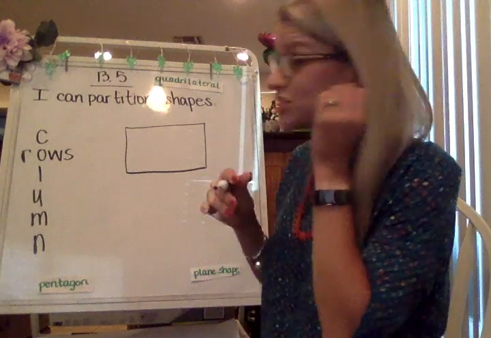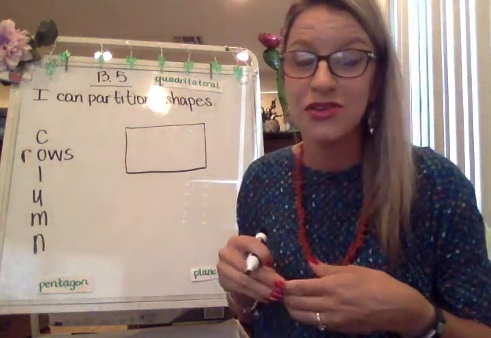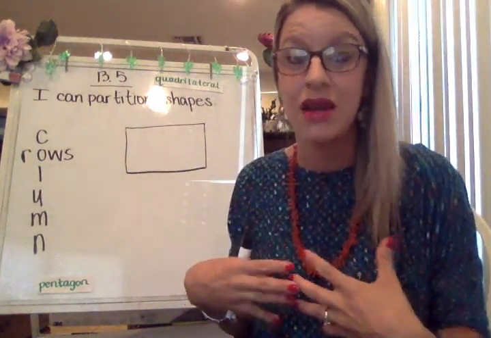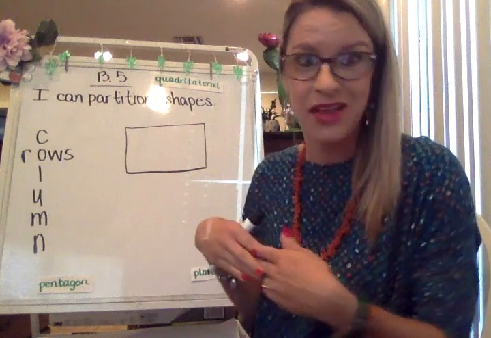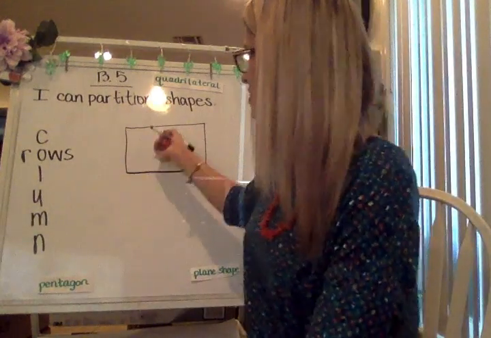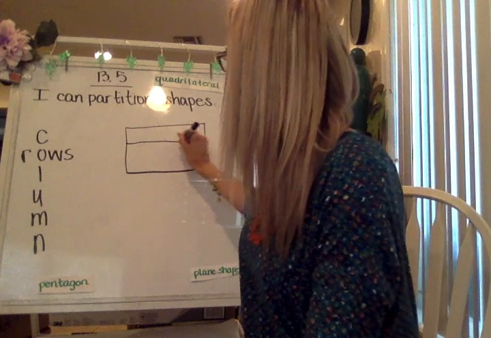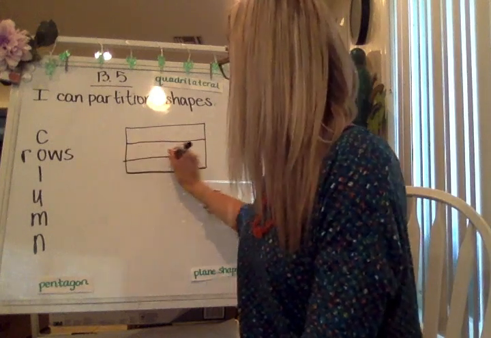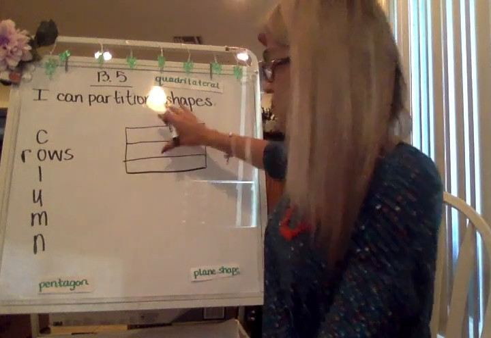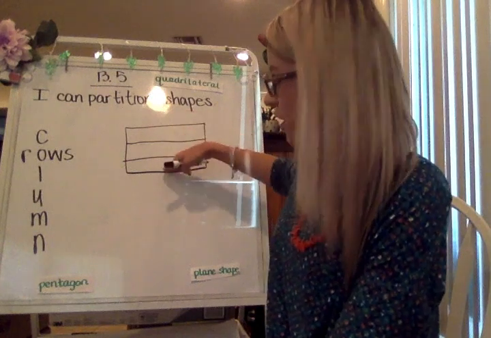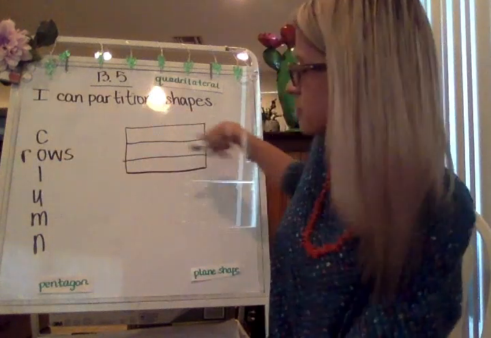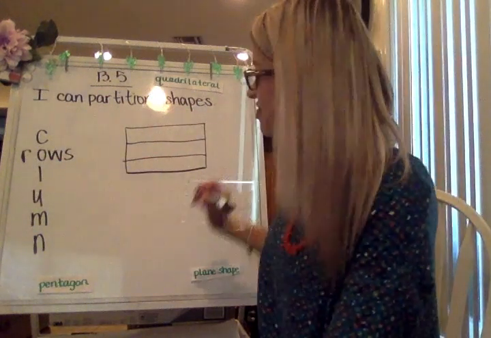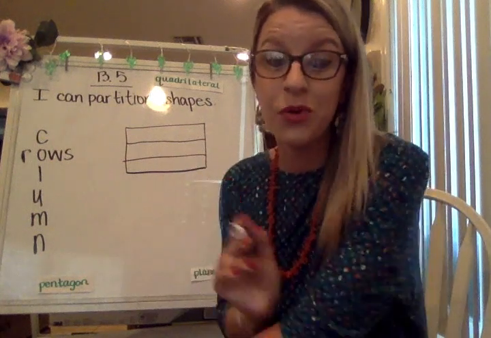In order to cut them into equal pieces, you have to have some background knowledge on math. And let me show you how that happens. So if I wanted to partition this into three rows, I'm just cutting this into three rows. Remember, rows, rows, left to right. And then I want to cut them into equal pieces.